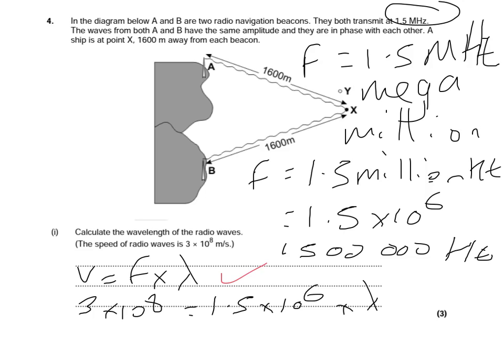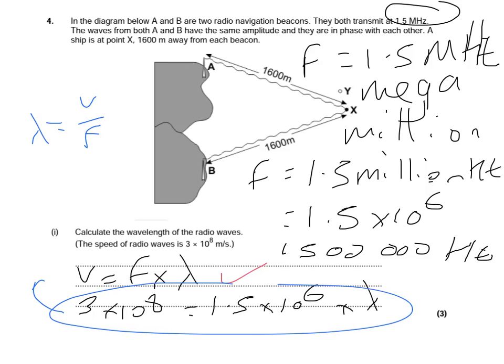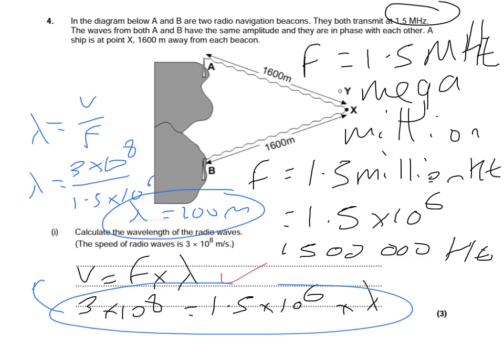The next part of the mark scheme is for rearranging that equation. I'm just going to move up here. I'm going to work in blue, so I'm going to go up here to get that lambda equals v over f. But as we've already got in this format here, lambda equals 3 times 10 to the 8 over 1.5 times 10 to the 6. That gives me the answer that lambda equals 200 meters, and that there is my answer.